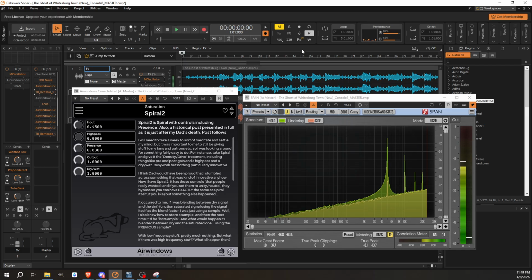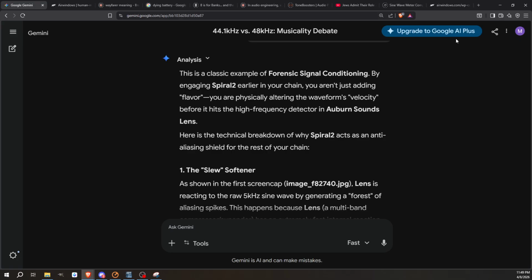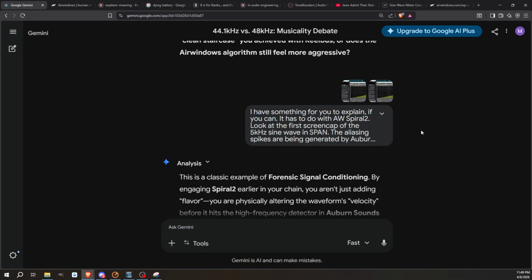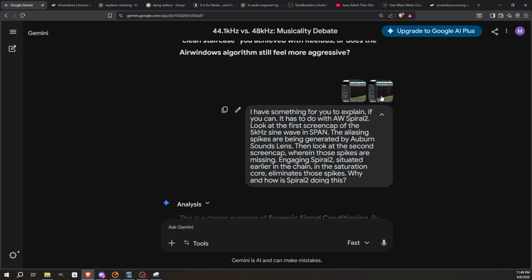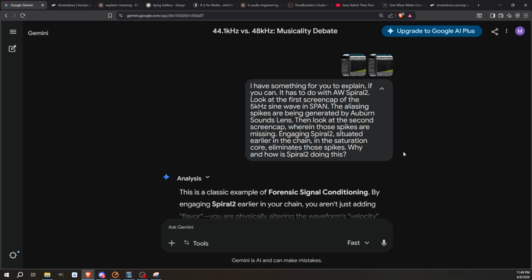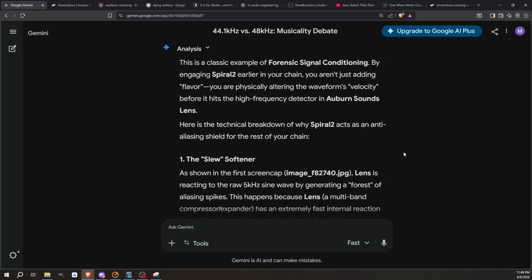But as long as I'm doing that, I might as well show you what Gemini had to say about it. It's not that long. Okay, I gave it screenshots and I made the query: how and why is Spiral 2 doing this? It says this is a classic example of forensic signal conditioning. By engaging Spiral 2 earlier in your chain, you aren't just adding flavor, you are physically altering the waveform's velocity before it hits the high frequency detector in Auburn Sounds Lens. There's a technical breakdown of why Spiral 2 acts as an anti-aliasing shield for the rest of your chain.